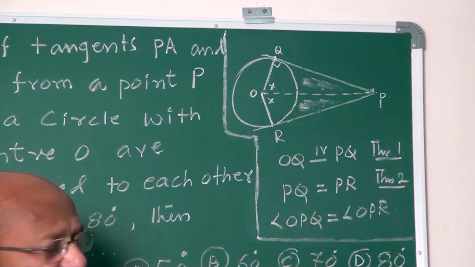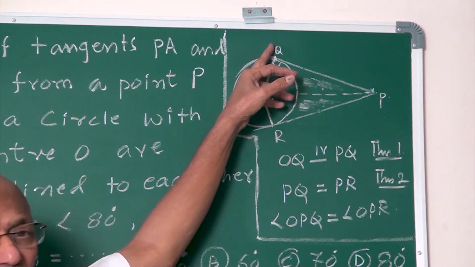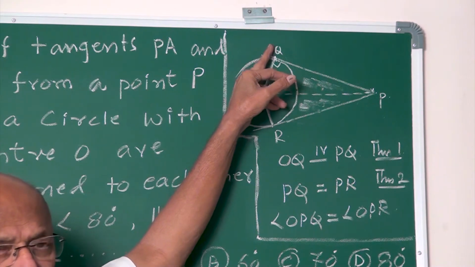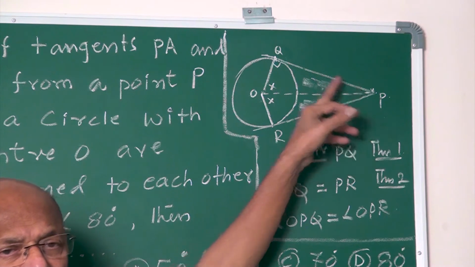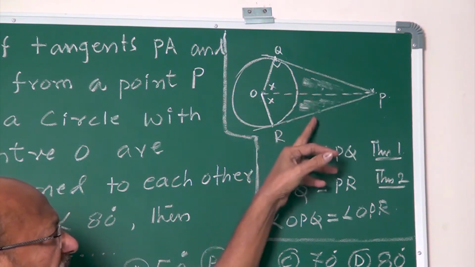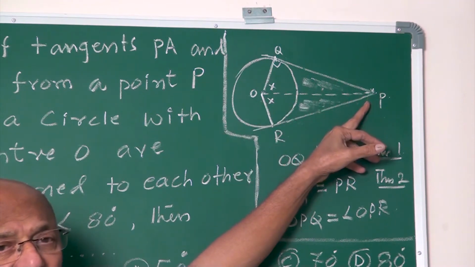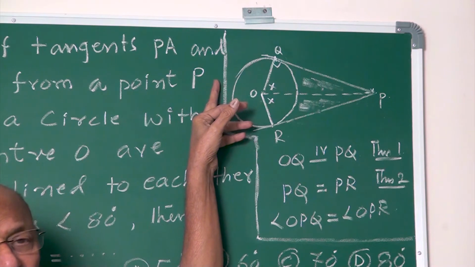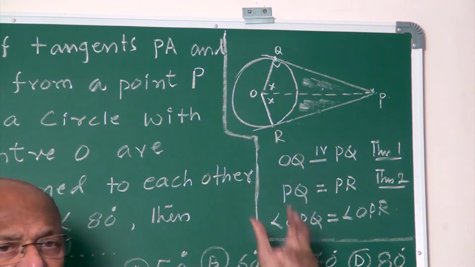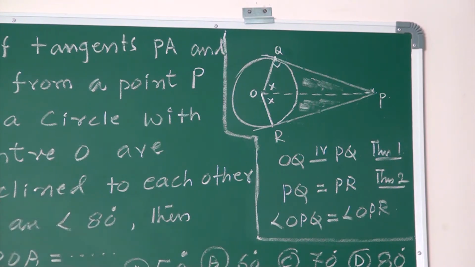Please, my friends, remember these points. What is 1? Radius is perpendicular to the tangent. That is first. The lengths of the tangents drawn from a point outside the circle are equal. What is third? This OP bisects the angle at P as well as the central angle at O. Bisects means two equal angles. Remember, my friends.